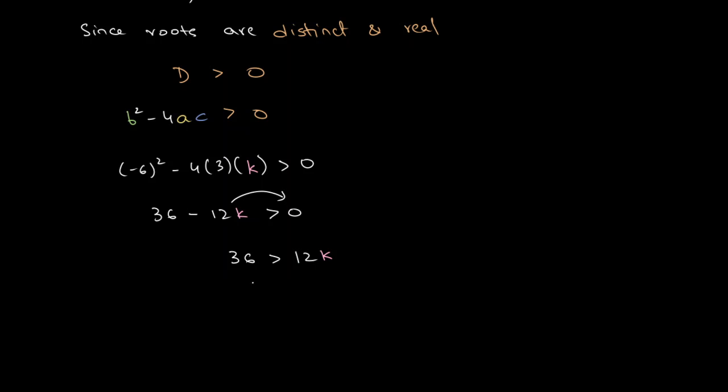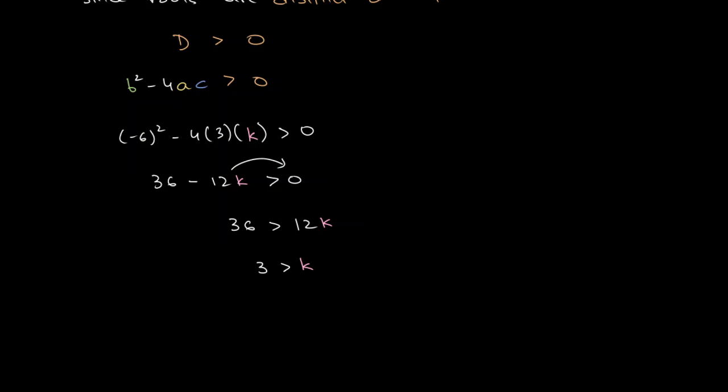Dividing both sides by 12, I get 36 upon 12, which is 3, and 12 upon 12 is 1. So 3 is greater than k. Therefore, the range of values of k for which our given equation has distinct and real roots is k less than 3. This is my final answer.